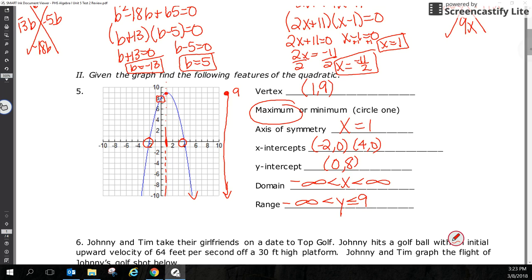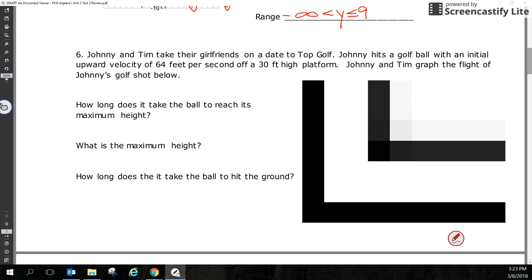All right, Johnny and Tim. Oh, that looks very pretty, but that's not what it's supposed to look like. I need a graph here. I'm going to have to come back to that one.